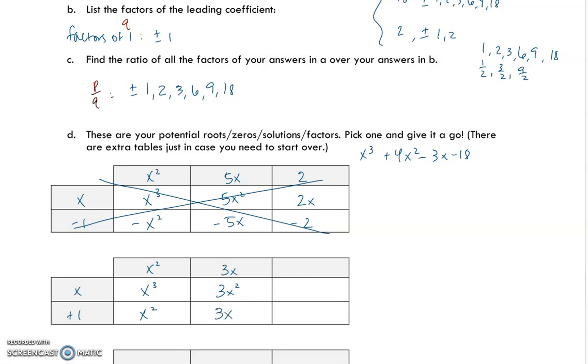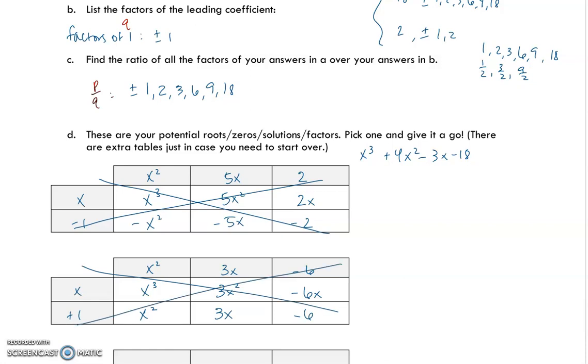I have a 3x here, and I need a negative 3x here, so I'm going to say negative 6x would combine to give me negative 3. So it means I need to multiply by a negative 6. So negative 6 times 1 is negative 6, still not negative 18. So x plus 1, no go. Okay, that one does not work.